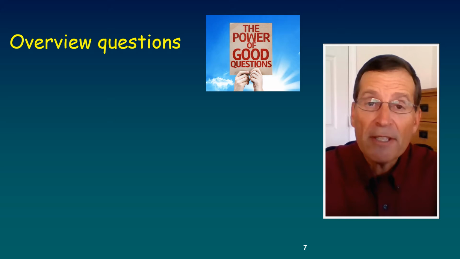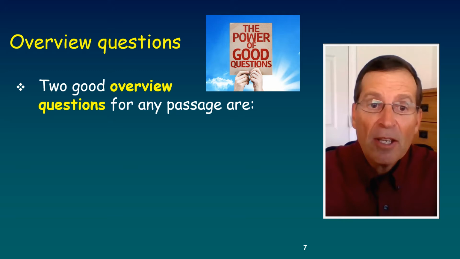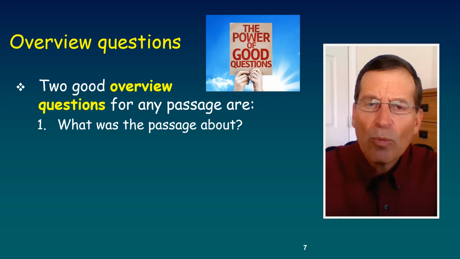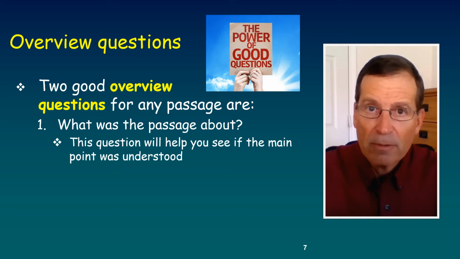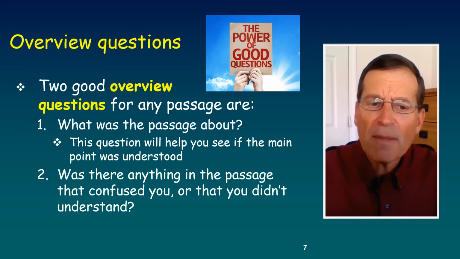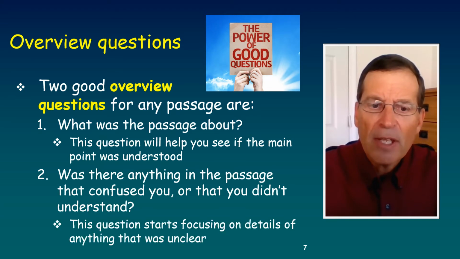Detail questions will be different for different passages and will depend on the content of the passages. But overview questions can actually be the same. Two good overview questions for any passage are, what was the passage about? This question will help you see if the main point was understood. Another question, was there anything in the passage that confused you or that you didn't understand? Now this question does start focusing on details of anything that was unclear.